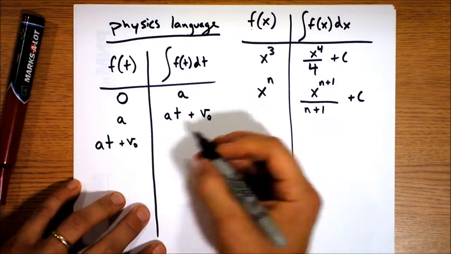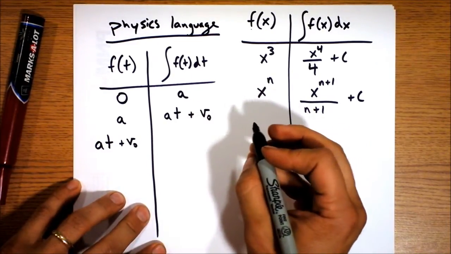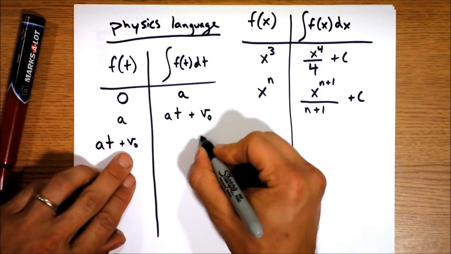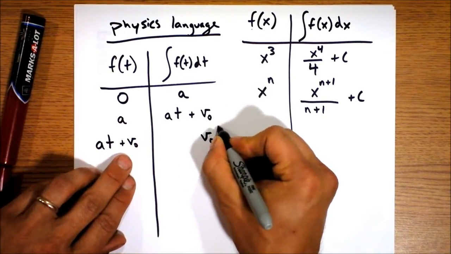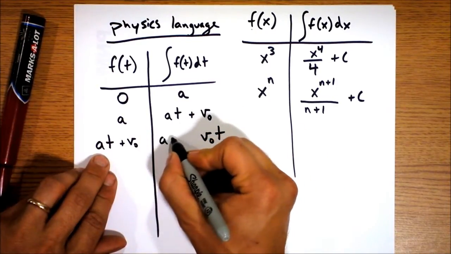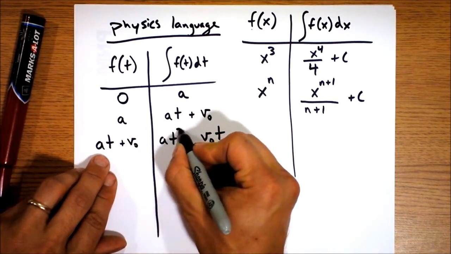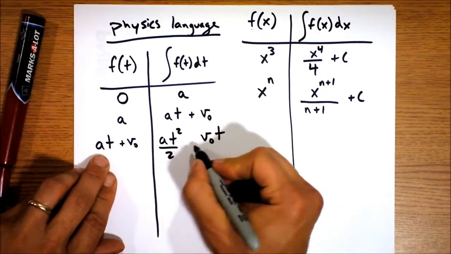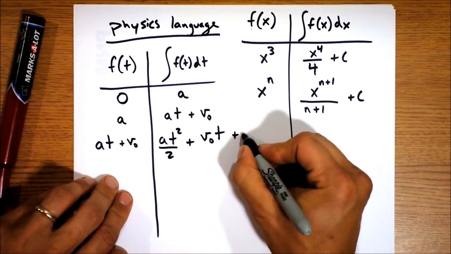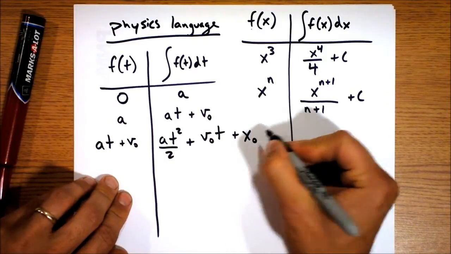If I integrate this, ooh, check this out. The V0 term is just going to be V0 times t, and this other term is going to be a times t squared divided by 2, and those have to be added together. Then I have to add on a constant, and I'm just going to call that x0.